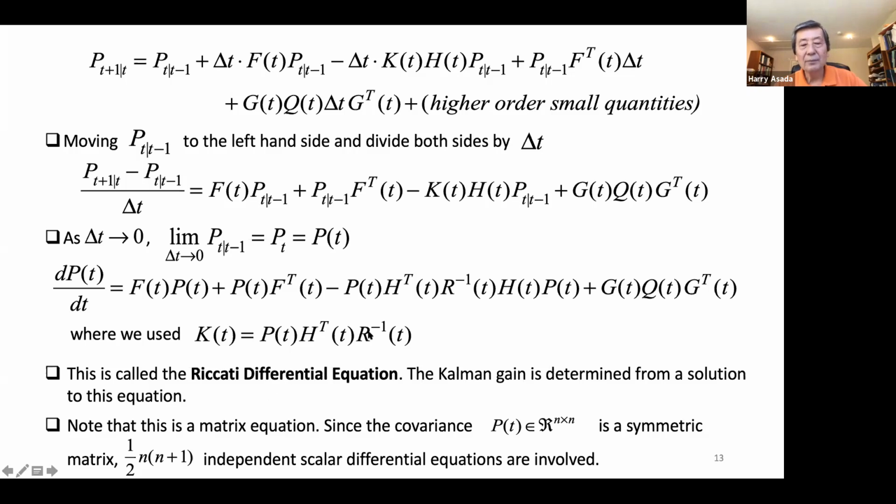Now, several important notes you should pay attention to. First of all, PT is basically a matrix. So this one is not a scalar equation, but a matrix differential equation. PT is n by n. By definition it's a symmetric matrix, and it has 1 over 2 n times n plus 1 independent scalar differential equations involved in this expression.